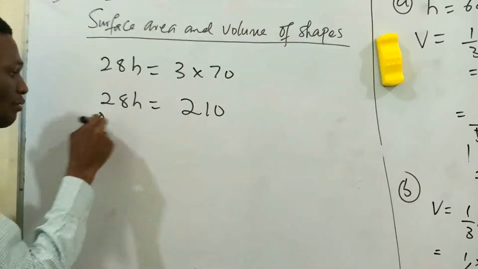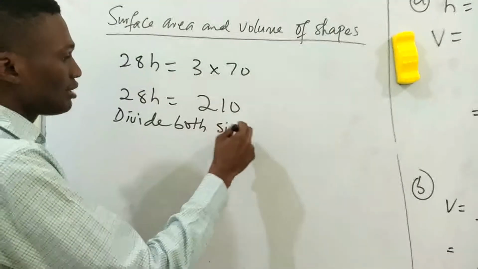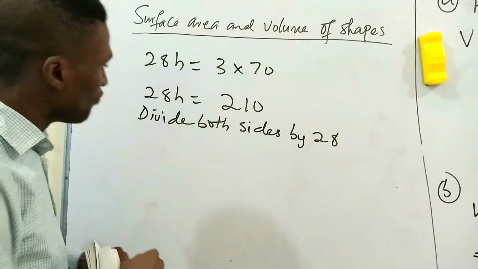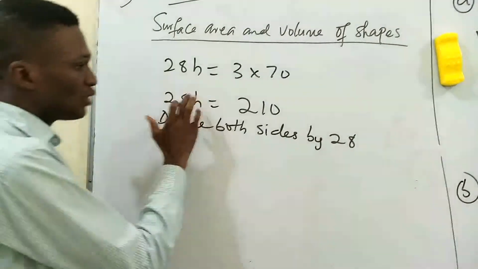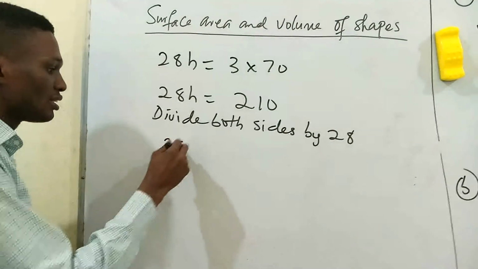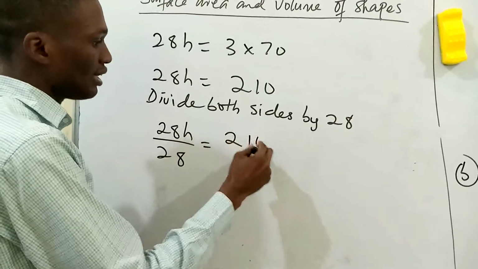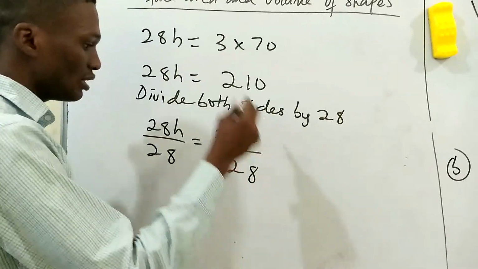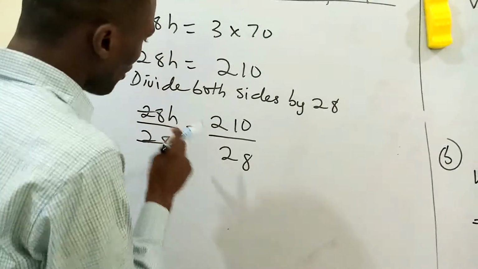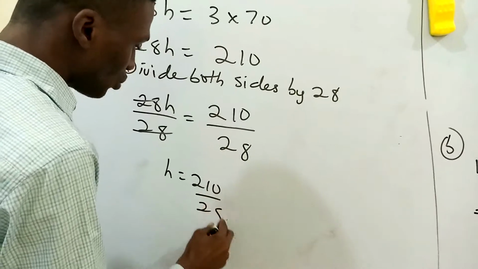We now divide both sides by 28. Remember, we are looking for our height. For us to get our height, we must divide both sides by 28. So we have 28h over 28 equals 210 over 28. Of course, if we cancel 28, we are left with our height. So our height, we have 210 over 28.